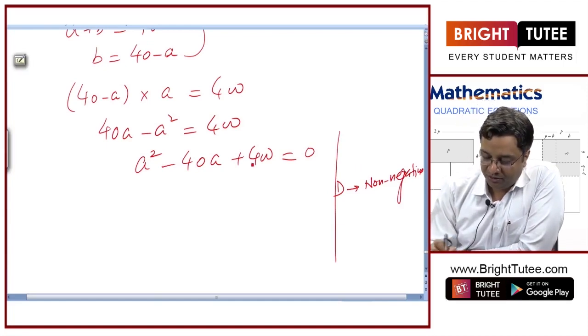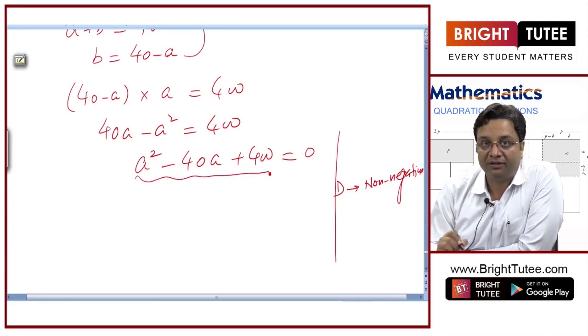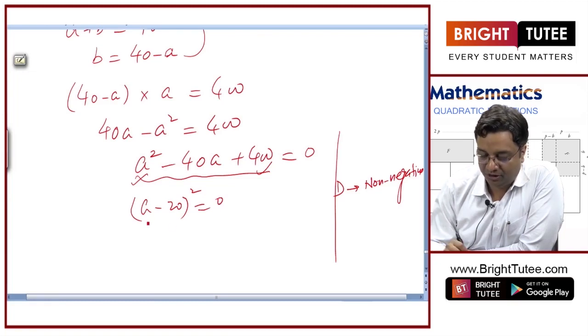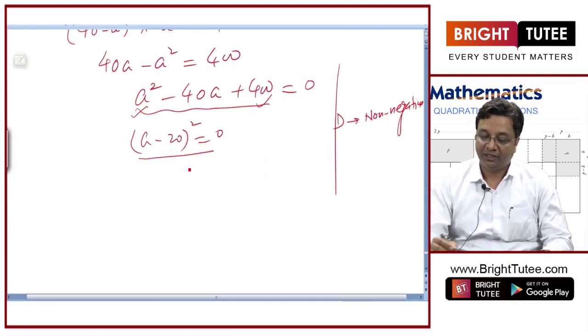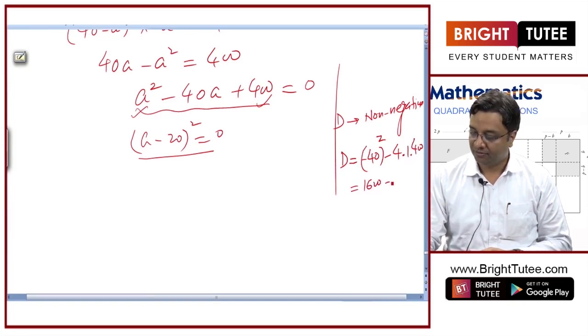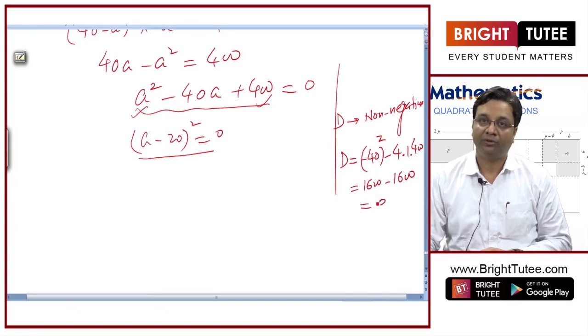Okay, or you can clearly see this is a perfect, this is a complete square, right? This is 20 squared, this is a squared, this is 2 into 20. So I can write it as (a minus 20) squared equal to 0 also. So real values are possible, but let's see from the discriminant perspective. So the discriminant in this case will be equal to b square, which is minus 40 squared, minus 4ac, with a is 1, c is 400, right? So this will become 1600 minus 1600, which is equal to 0, right?